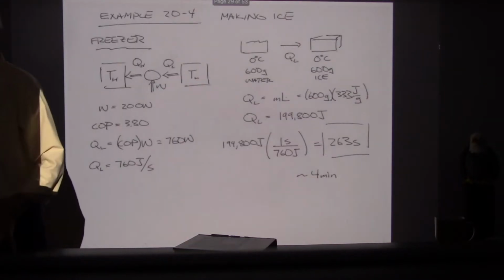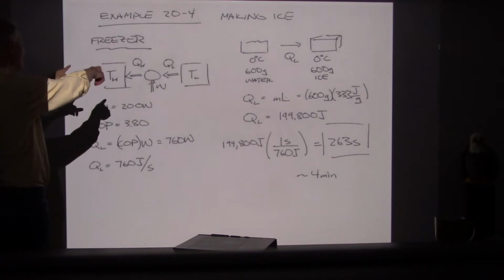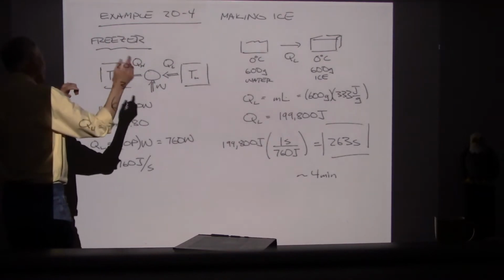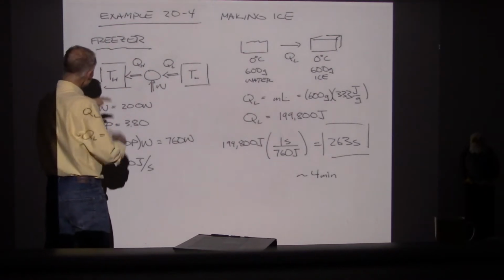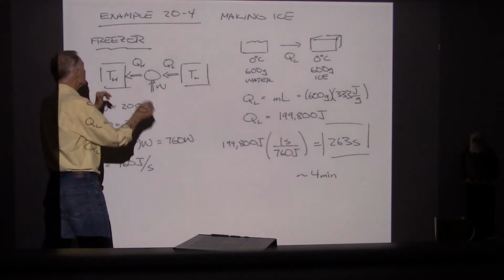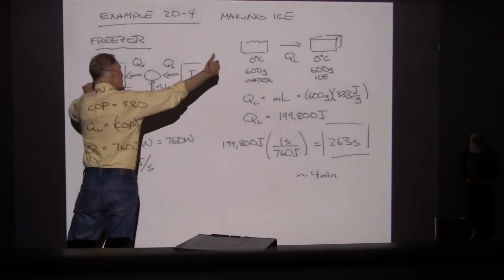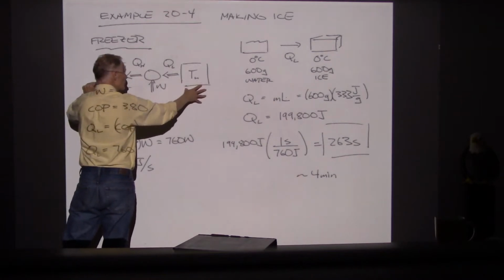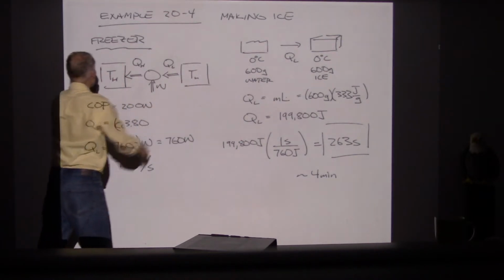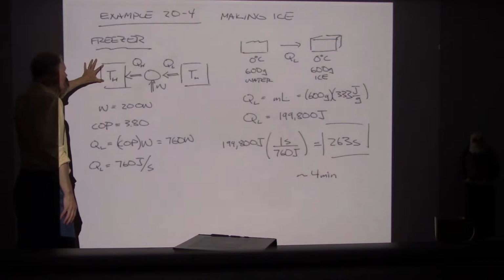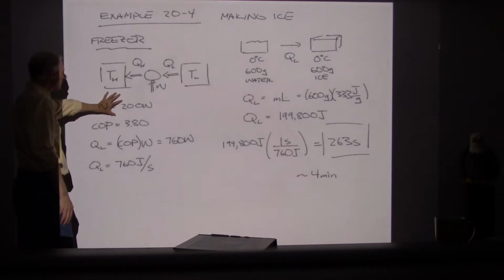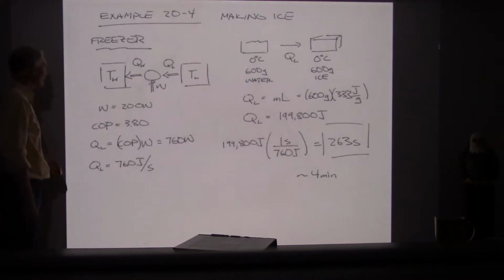So we want to make some ice. All right, there's the freezer. That is a heat pump operating in reverse. It's a heat engine operating in reverse. And so we're going to pump heat out of a freezer. There's the freezer. That's the low temperature region. Here is the room. Now the compressor is using 200 watts, 200 joules per second, and the COP is 3.8.